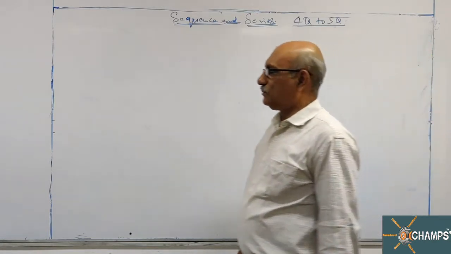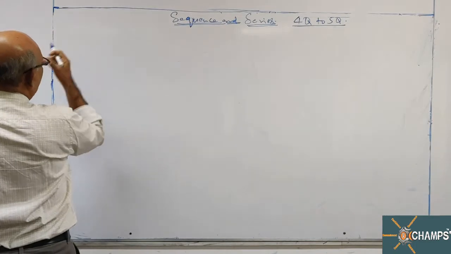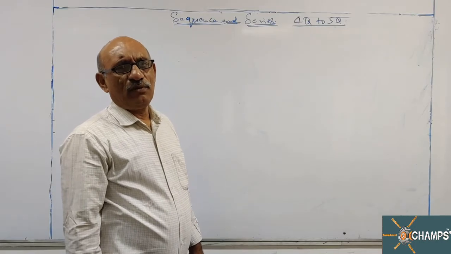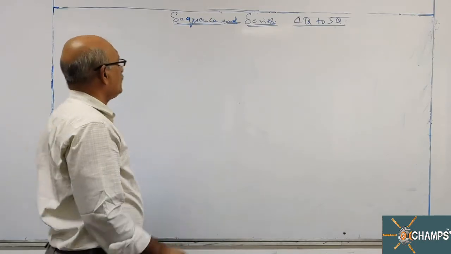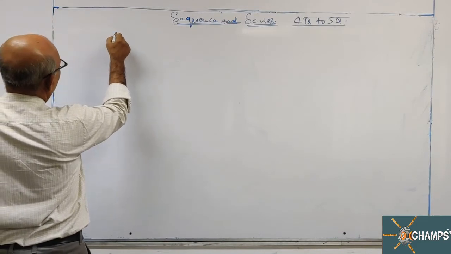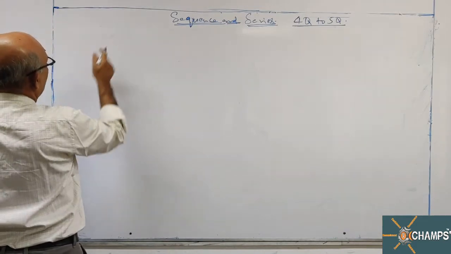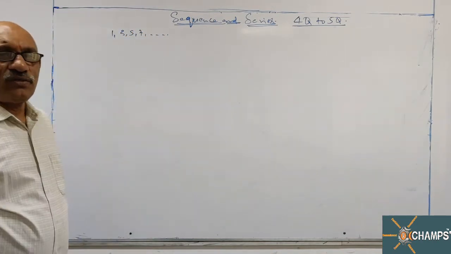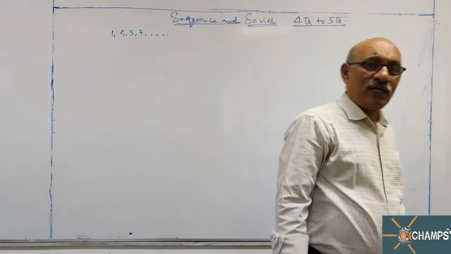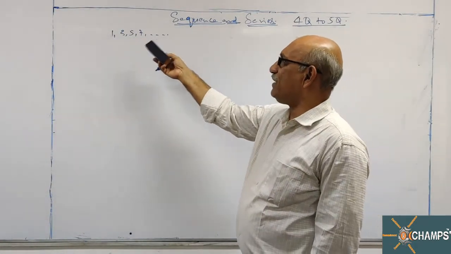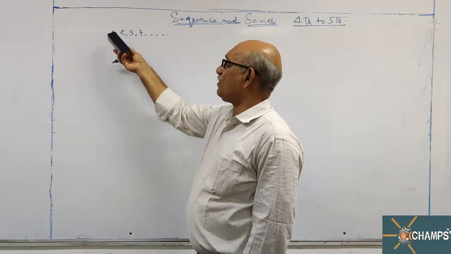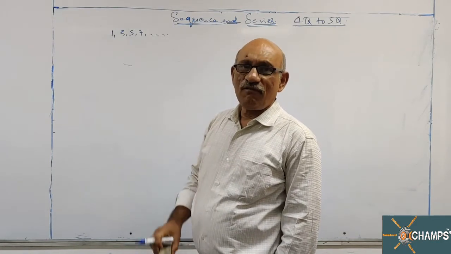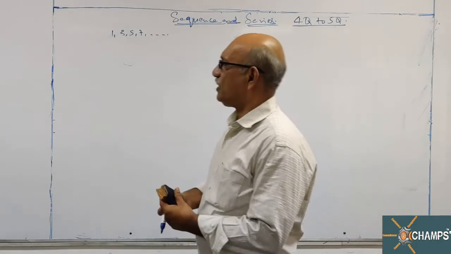Okay. Now let us see sequence. When I collect the numbers with a definite rule, that is, let us say I have a sequence 1, 3, 5, 7, etc. These numbers are written in a specific order, that is with a definite rule. What is that rule? 3 minus 1 is 2, 5 minus 3 is 2, 7 minus 5 is 2. So that is the rule I am following for writing these numbers. So it is a sequence.